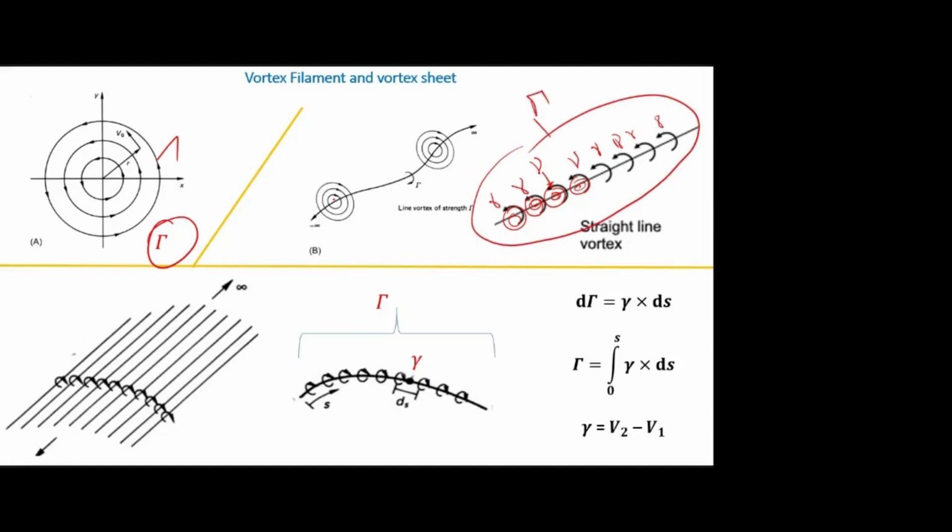So the assumption is that the vortex filament has infinitesimally small strength vortices. Small vortices, strength also very small. All the vortices behave like a rotating fluid element. So the strength is simply the velocity difference, V1 minus V2 or V2 minus V1. And the overall vortex filament strength is capital gamma. Is that clear?